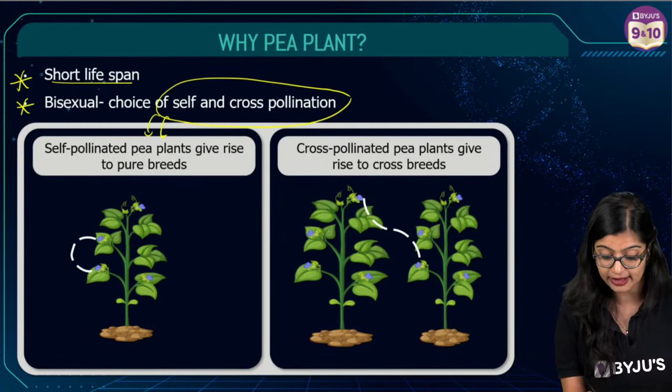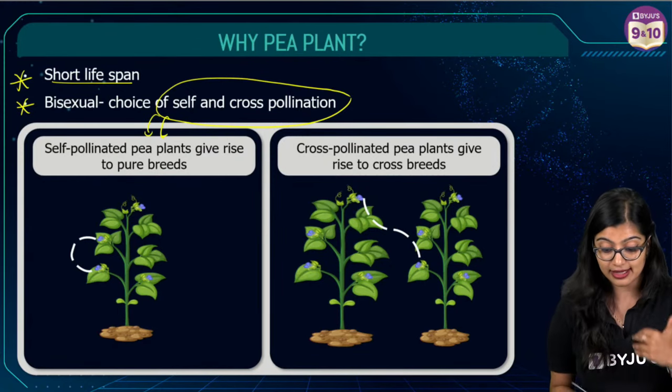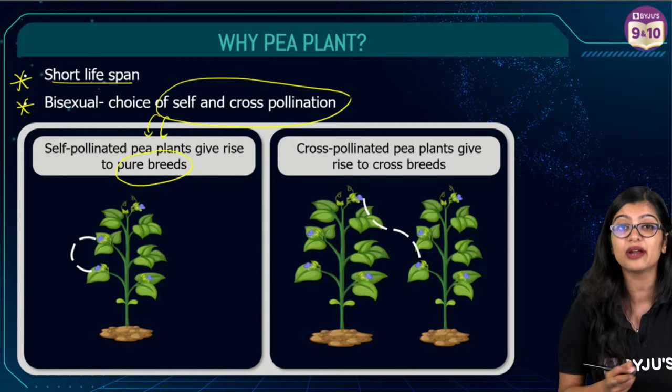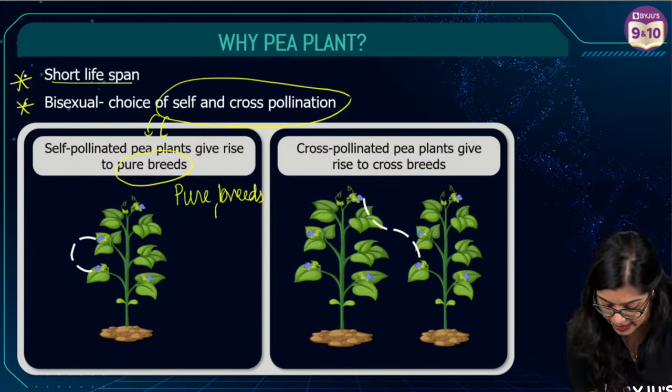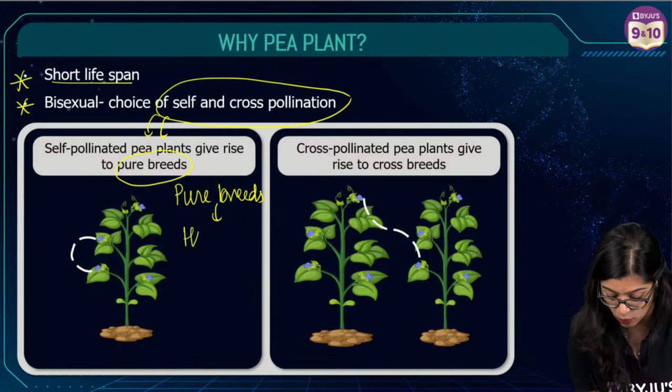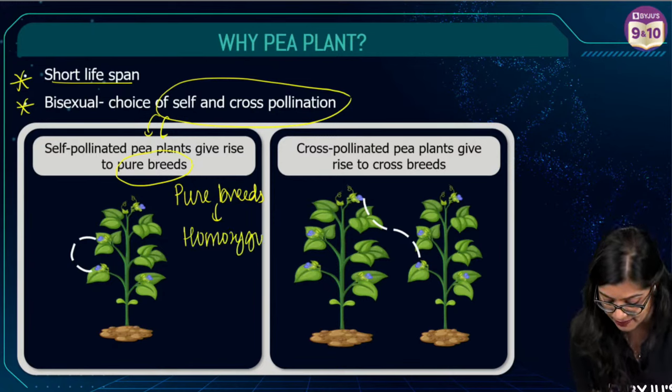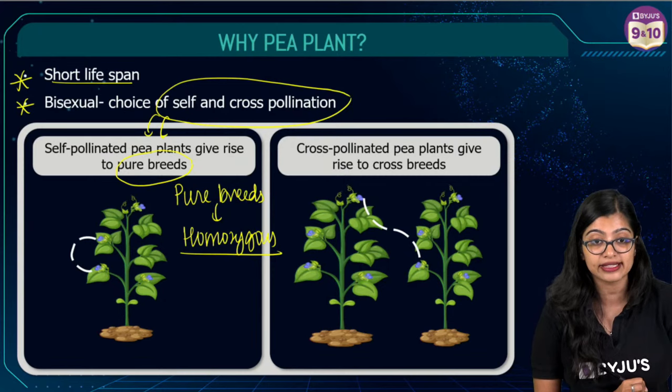That means he could breed the same kind of plants. And as a result, he would give rise to pure breeds, okay? What do we mean by pure breeds? These are breeds where he will get characters in homozygous condition, right? So he would be able to get them in homozygous condition.